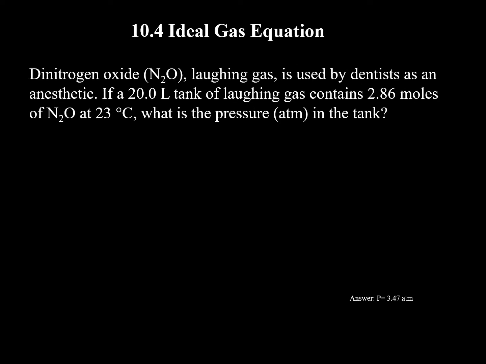So once you guys give this a try, you can pause the video. If we read the question, determine what each variable gives. So V, the volume, is 20 liters. n is the number of moles, 2.86. T is the temperature, so 23 degrees Celsius plus 273 is 296.